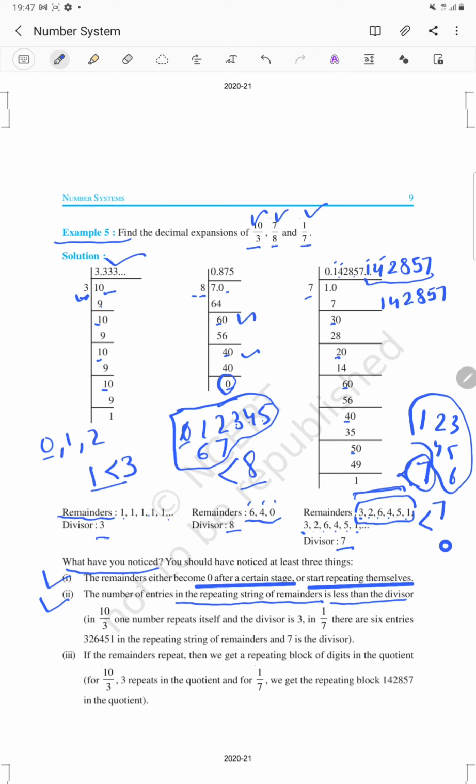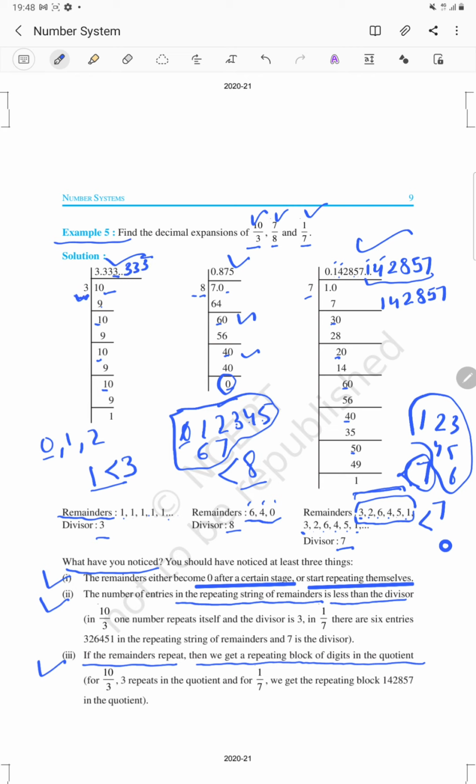Like in this case we will never get 0. In this case we are getting 0. In this case we will never get a 0. So the third and last observation, which you all have also observed, is that if the remainder repeats, then we get a repeating block of digits in the quotient. So if you see which digit is repeating when we are dividing by 3, the quotient is again coming 3, 3, 3.